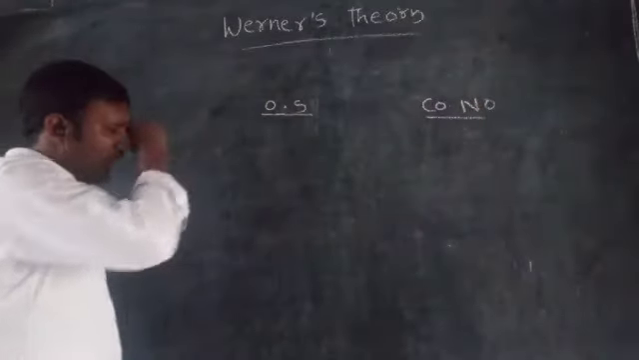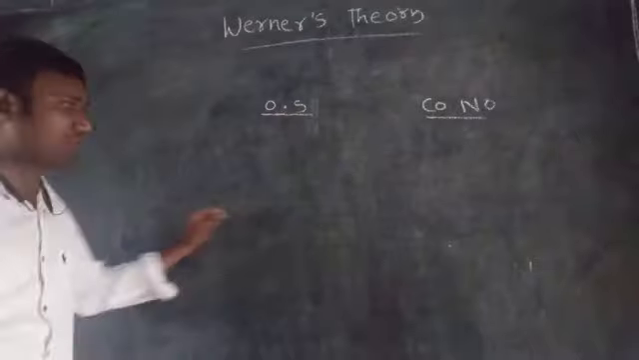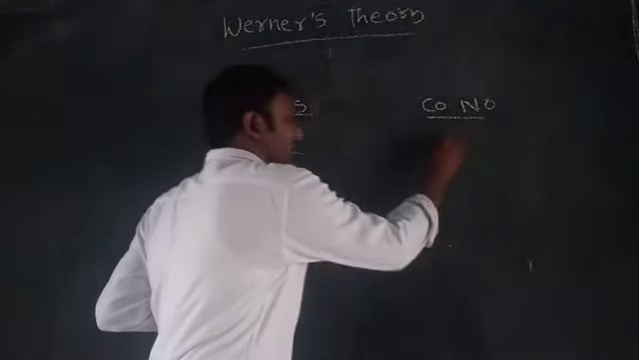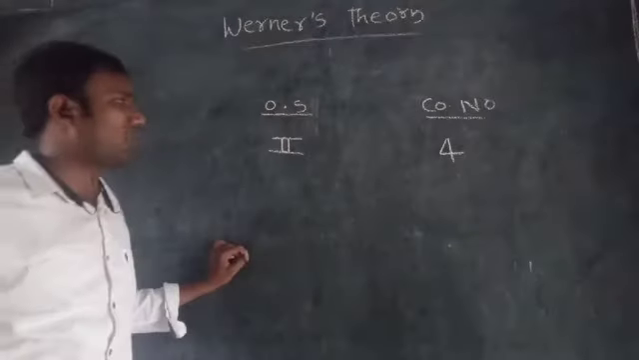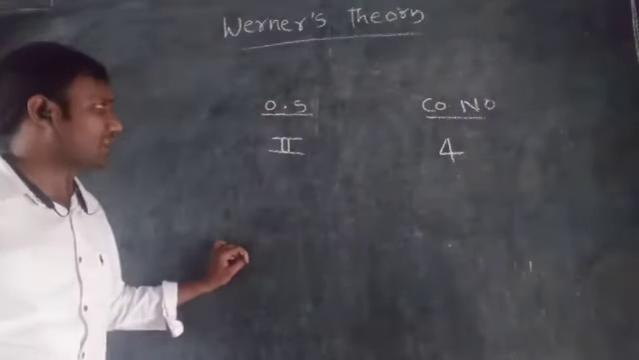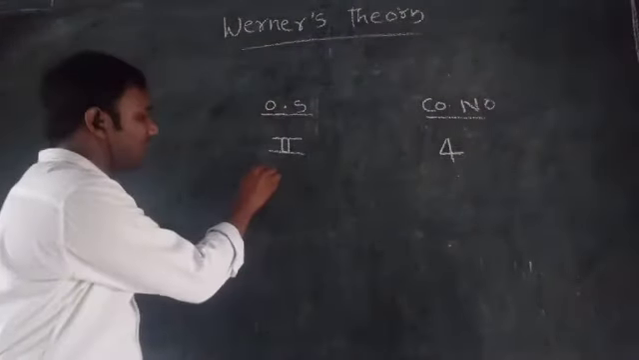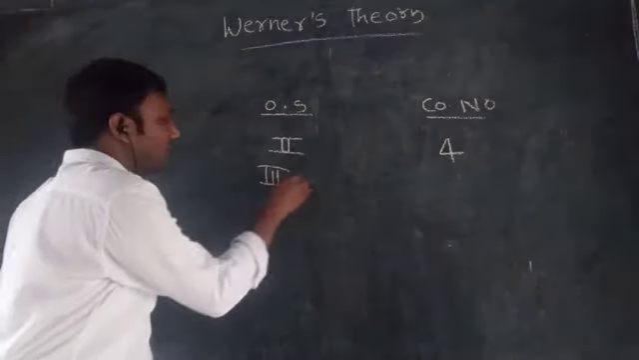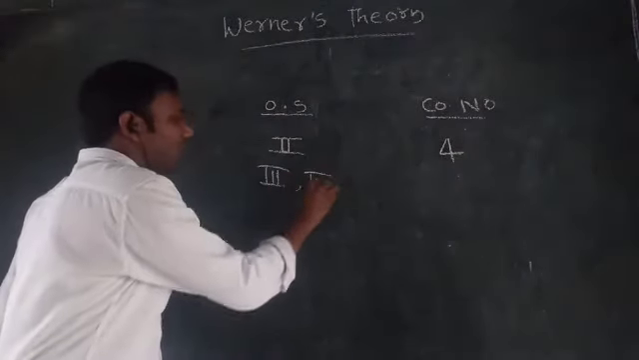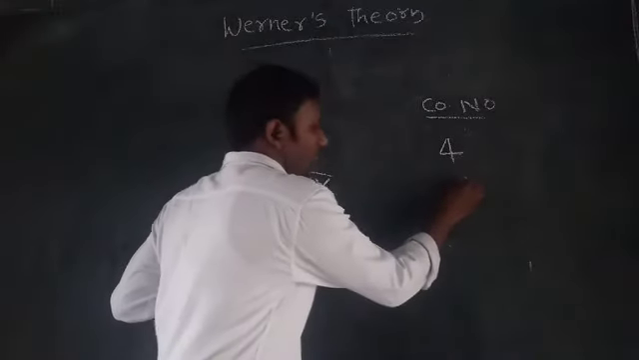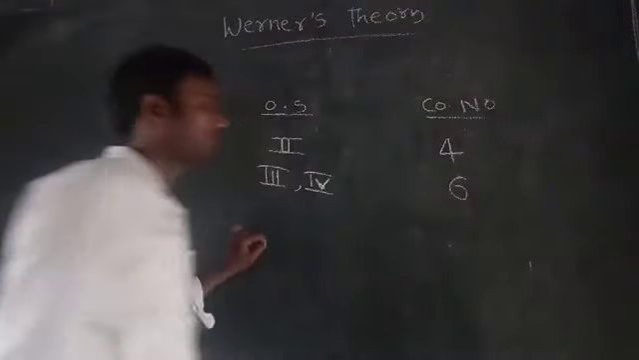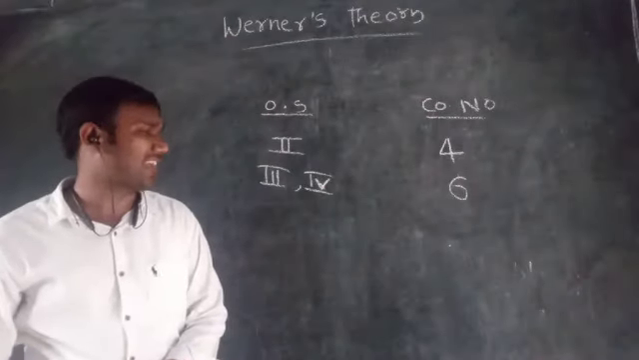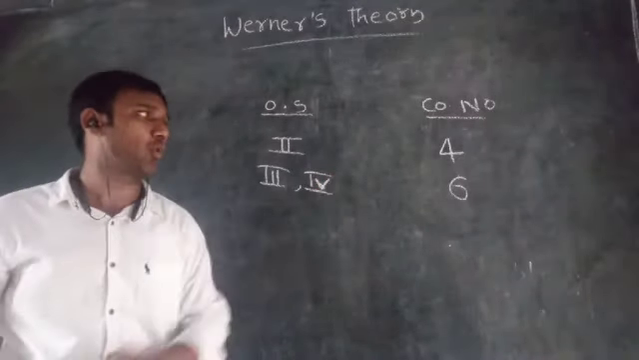So now, if the oxidation state of the central metal atom is 2, we can predict the coordination number is 4. Next, if the oxidation state of the central metal atom is 3 or 4, we can say that the coordination number of the central metal atom is 6. So, depending on the oxidation state, we can say the coordination number.